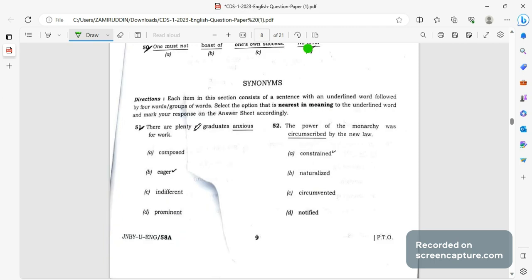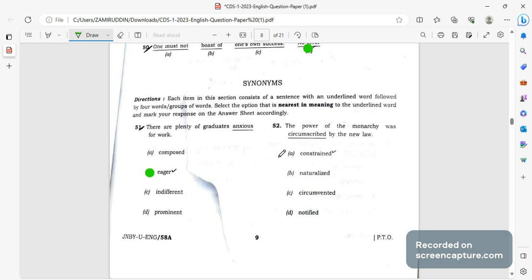Synonym के बारे में देखिए. Synonym, try to correlate which is having the nearest in meaning out of the four options. There are plenty of graduates anxious for work, मतलब eager है, कोई भी eager है. anxious मतलब इस sentence की अगर हम ये sentence पढ़े तो anxious का मतलब eager है. There are plenty of graduates anxious for work, मतलब eager for work.